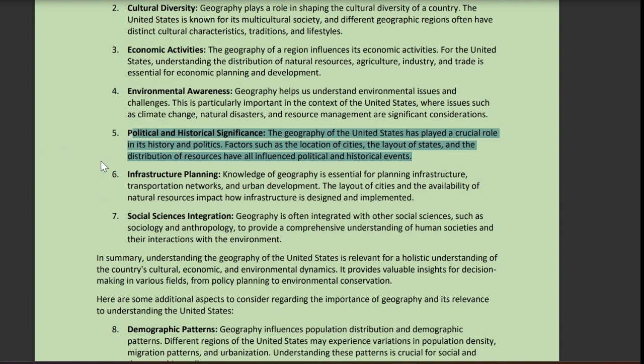Then we have infrastructure planning. Knowledge of geography is essential for planning infrastructure, transportation networks, and urban development. The layout of cities and the availability of different resources impact how infrastructure is designed and implemented.